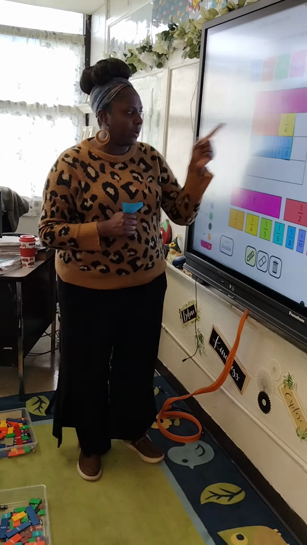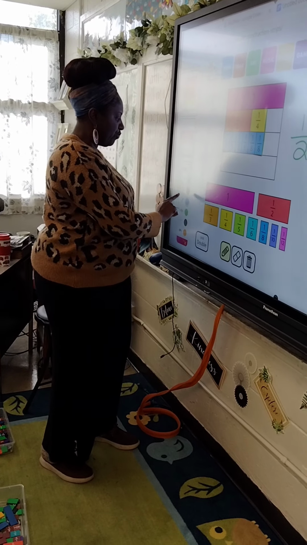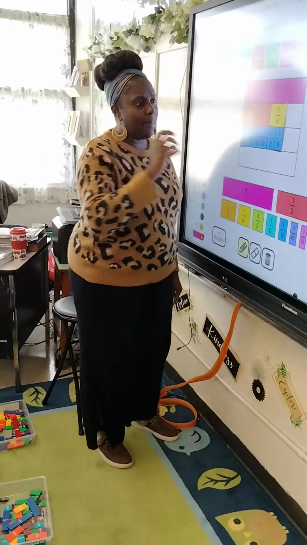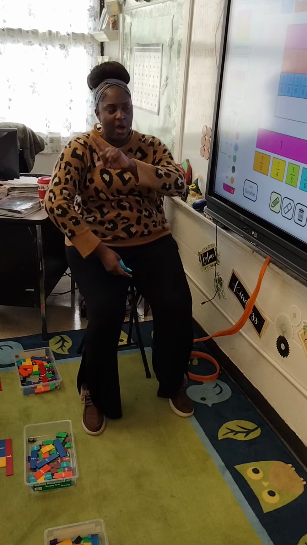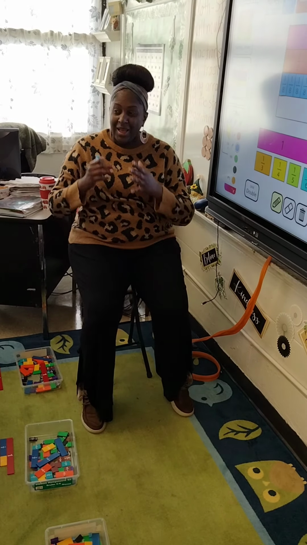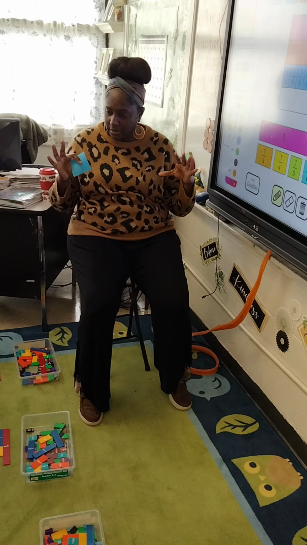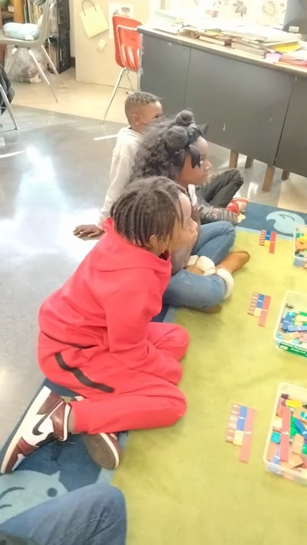Now, I want to go back to my picture here. I want to come up with an equivalent fraction. Let's talk about that word equivalent. If I got $1, what's another way I can get $1 other than one whole dollar bill? I can get 2 50-cent pieces. What else can I do to get $1?